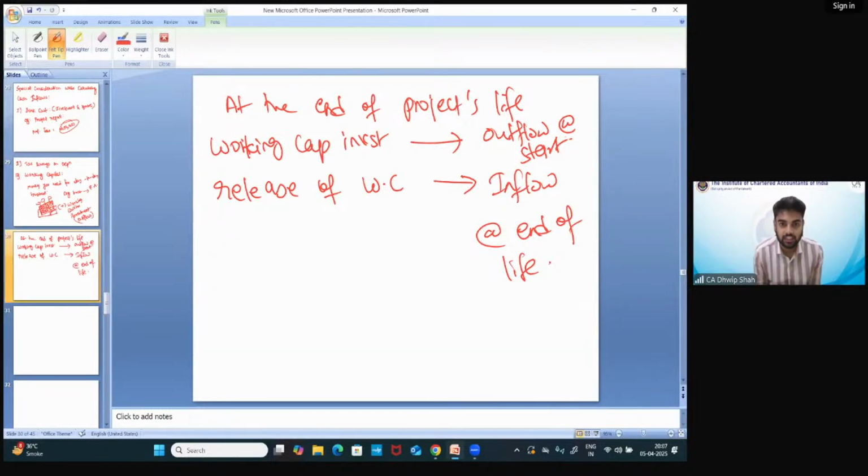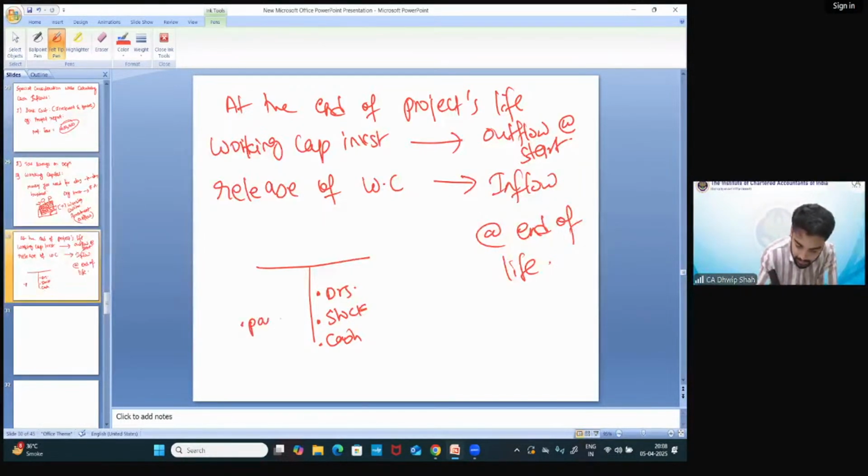Sir, कैसे? Working capital release कैसे होगा? A working capital, can I say it is nothing but investment in current assets and current liabilities. So at the end of life, there would be some amount of debtors, there would be some amount of stock, there would be some amount of cash and bank balance from the project. Yes or no? And there would be some amount of payables. So at the end of the project, your debtors will pay you back. All the debtors will pay you. All the stock would get sold out, and cash and bank balance is already in the liquid form. So this working capital at the end of life will get released back to you. So it is an inflow at the end of life. But at the start of the project, it is an outflow for you because you have to make an investment. But at the end of life, that investment will be released back to you. So it is an inflow. Are you following?